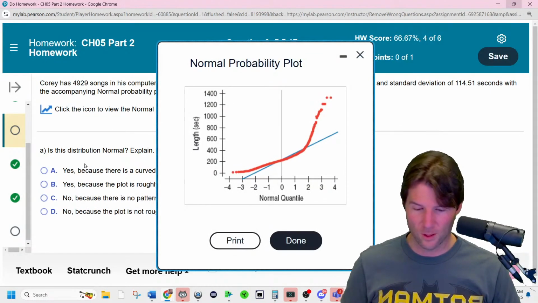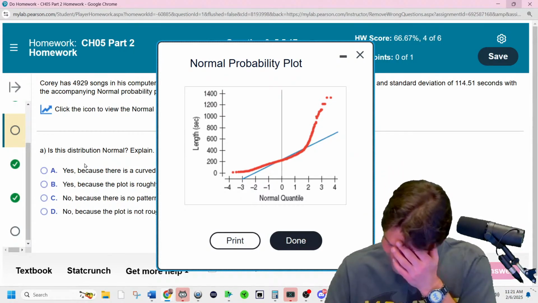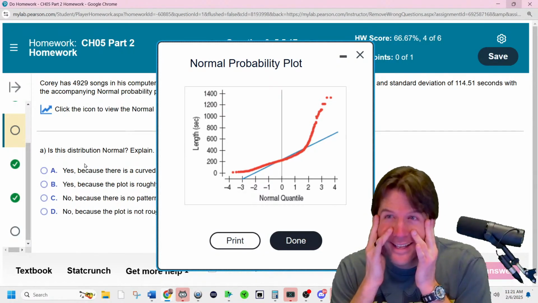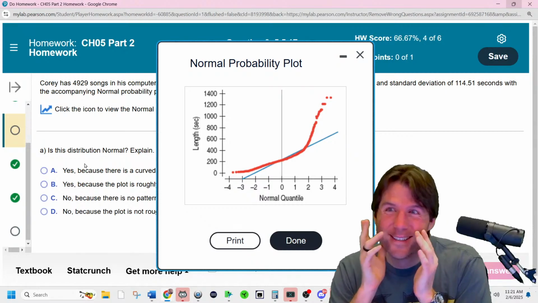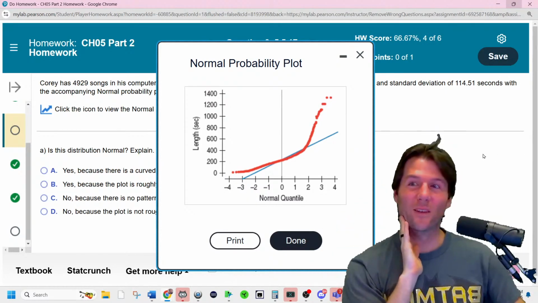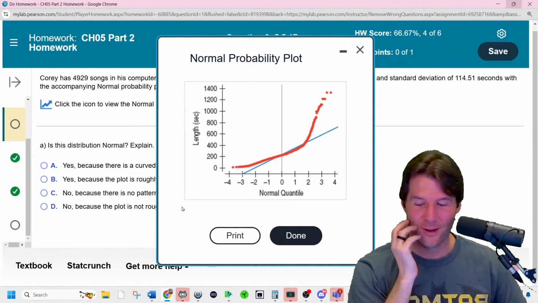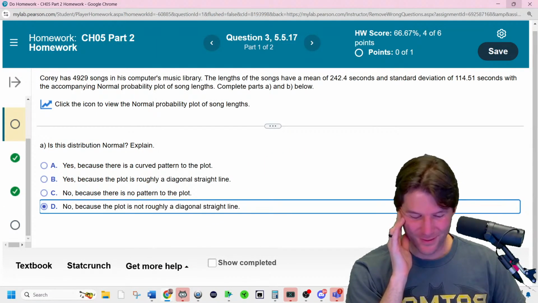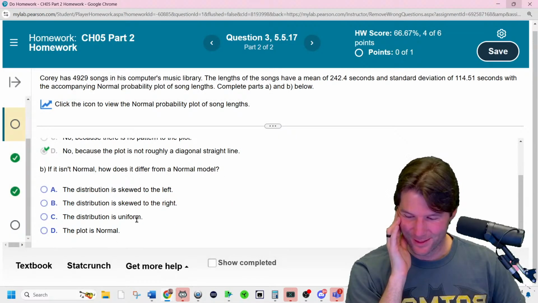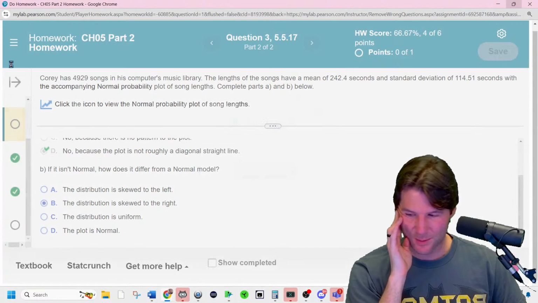This one, can we do it really quickly? Is this data normal? Is that data normal? We just did the full quiz. If you do our homework, I think we did question 6. Is that no? Because it doesn't follow the line. It's not normal. What way is it skewed? It's skewed to the right. Because of the way it's pushed.